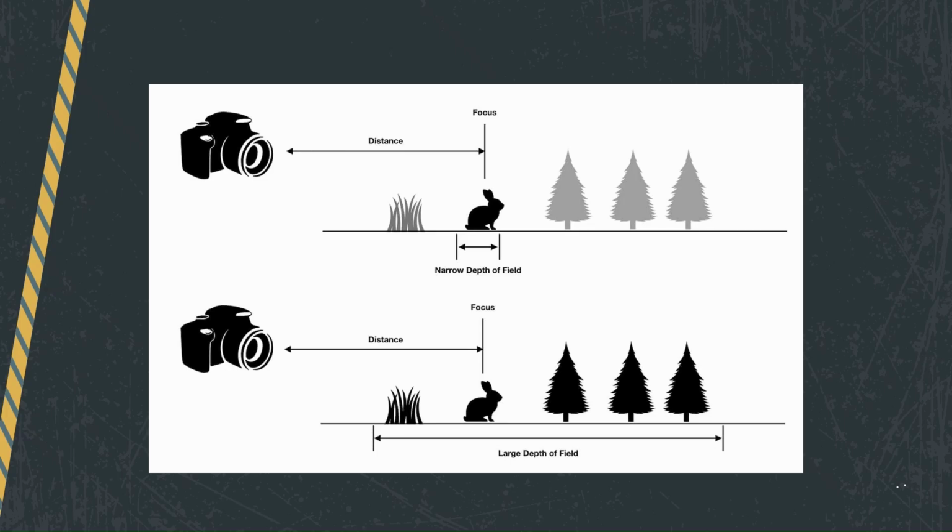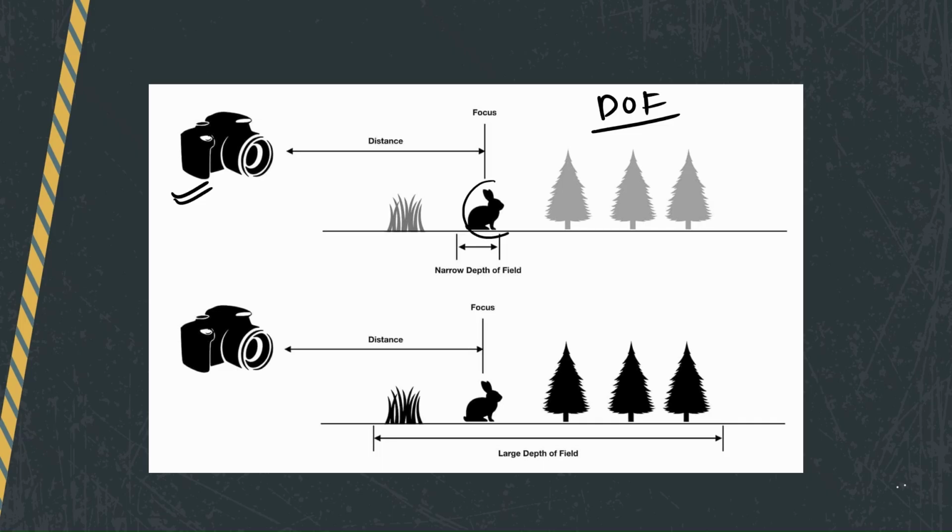Now let's move on to the depth of field. Okay, now this diagram shows you exactly what depth of field means visually. If you can see here in the top image, we have a larger aperture.